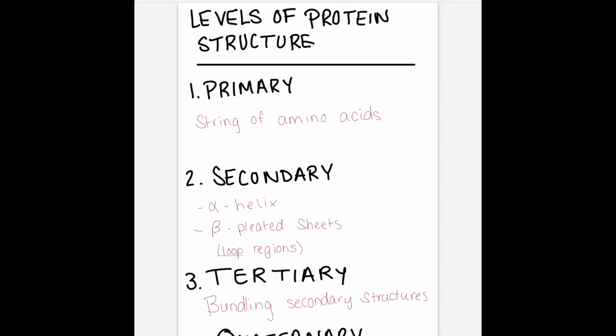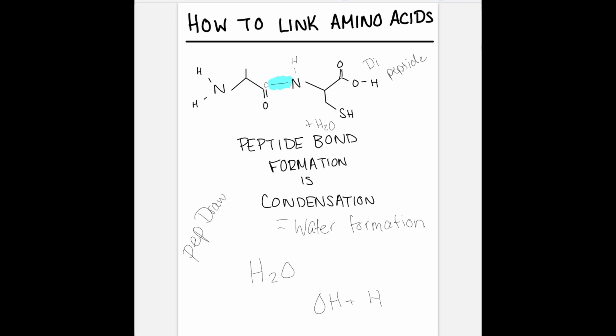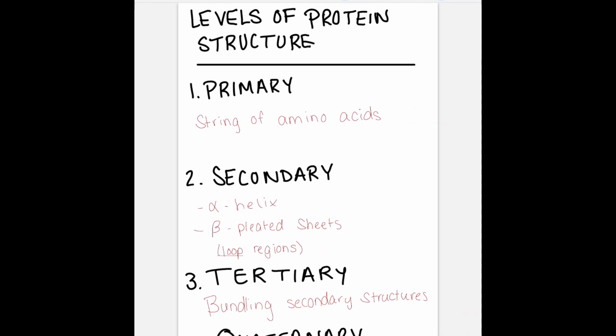So let's move on to proteins themselves. So remember, polypeptides, that leads us right into proteins. So we have different levels of protein structure, from simple to more complex. And I'm going to start just by listing out these different levels of structure, and then we can go back and talk about them. So first we have primary structure, and that is just our string of amino acids.